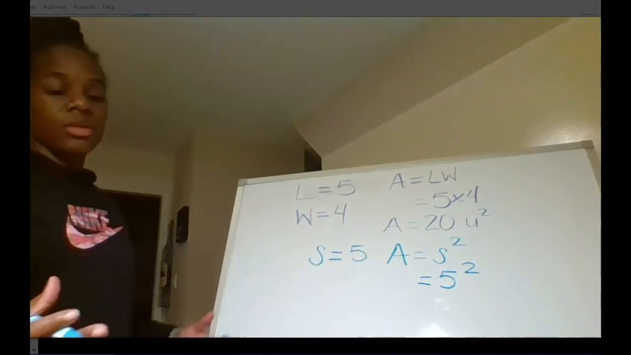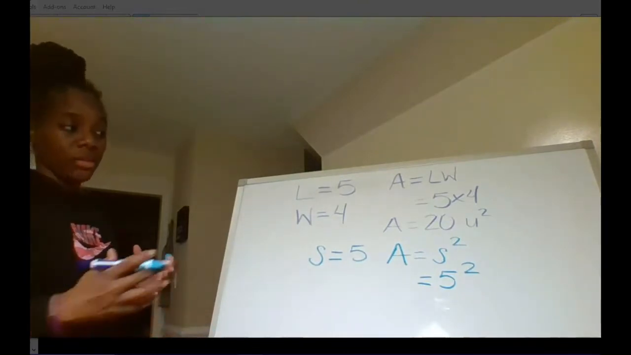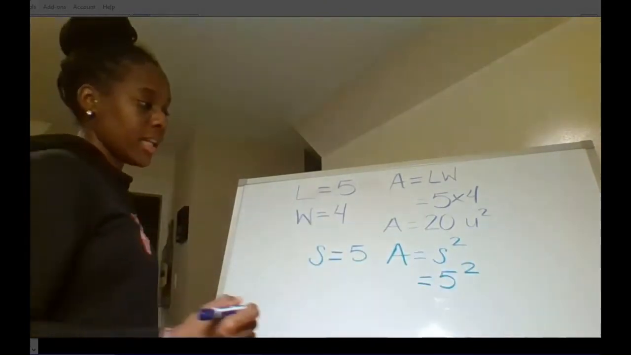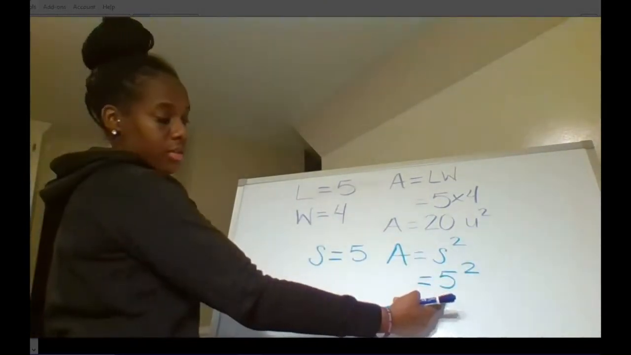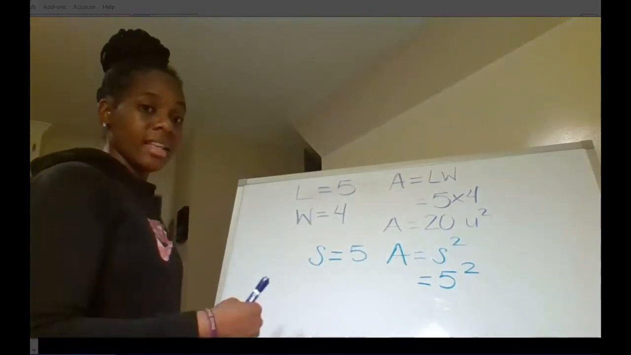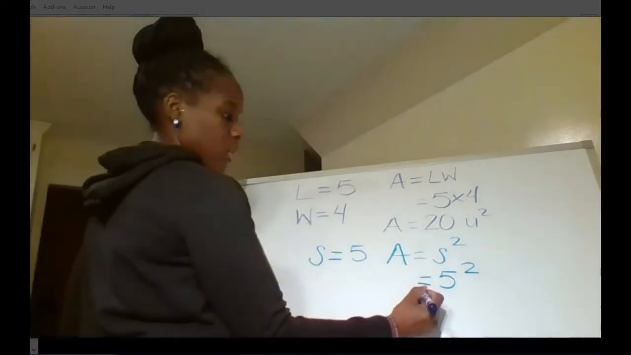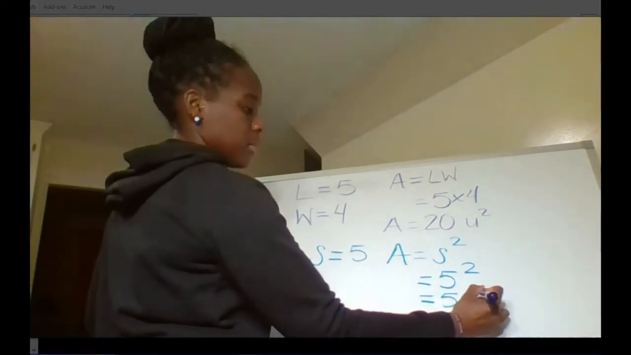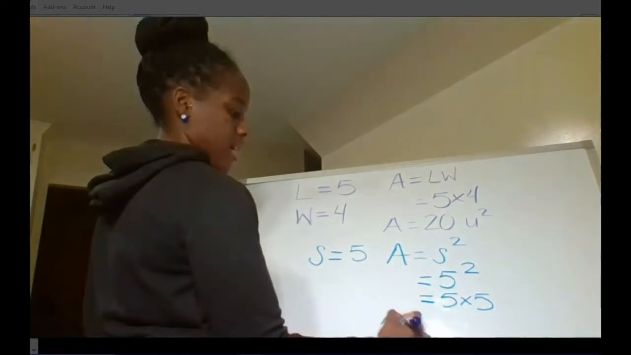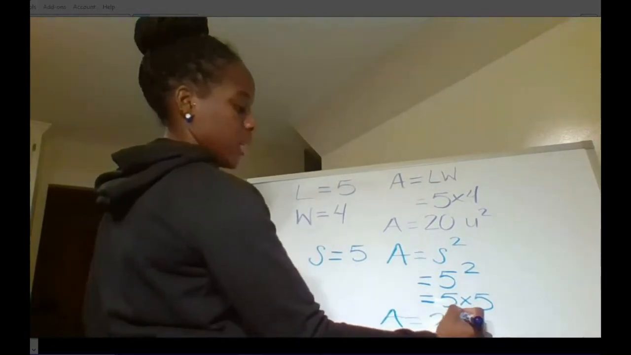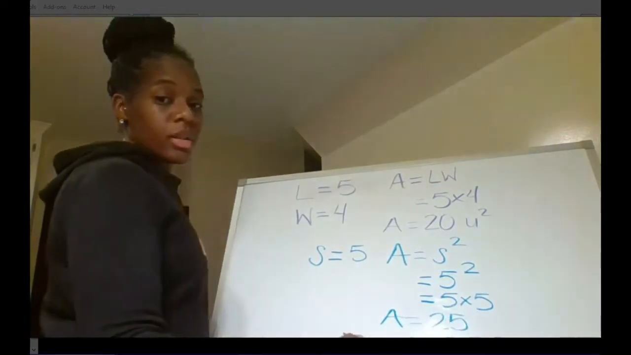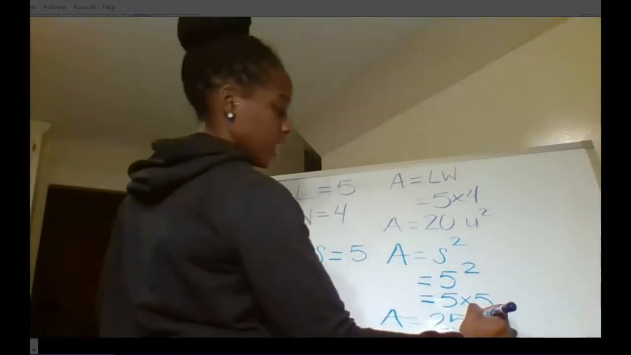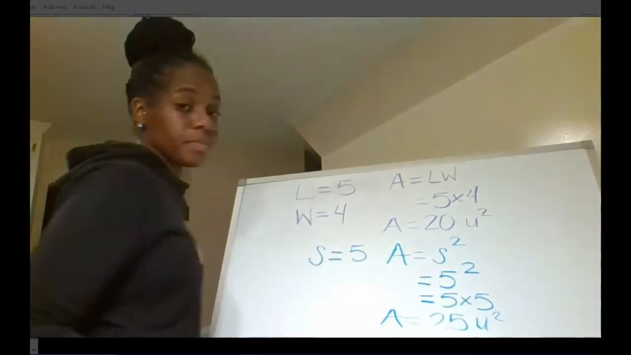All right, so for those of us who may not necessarily know or are not used to seeing it this way, all this exponent at the top is telling us to do is take the base, which is 5, and multiply it by itself 2 times. So this is also saying A is equal to 5 times 5. So A is equal to 25. Again, you always want to put units on there because they didn't give us a specific amount of units. We're going to use the letter U squared.